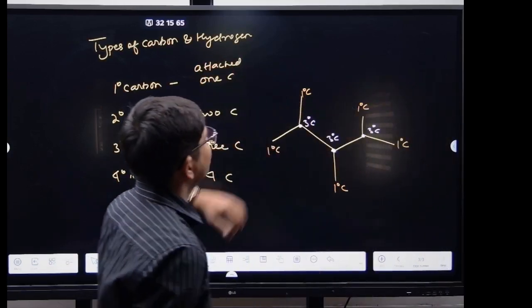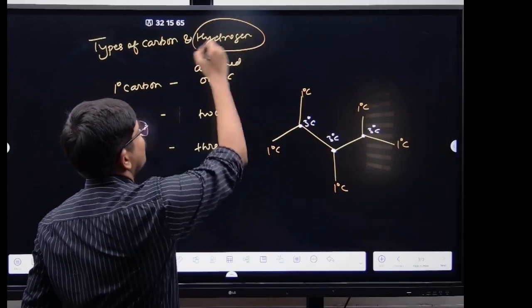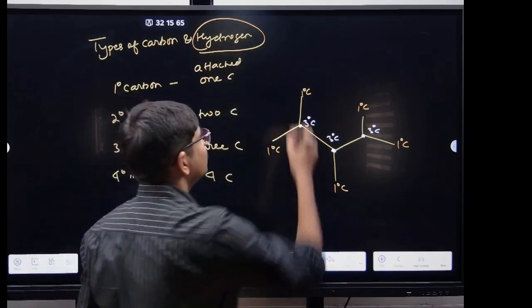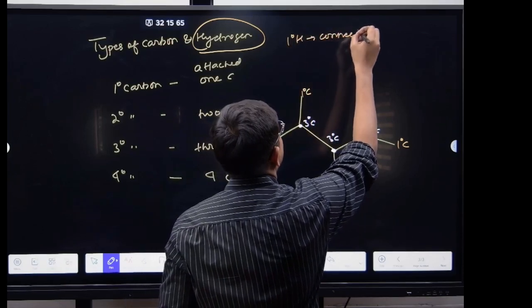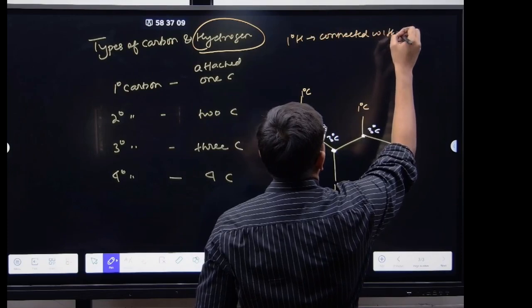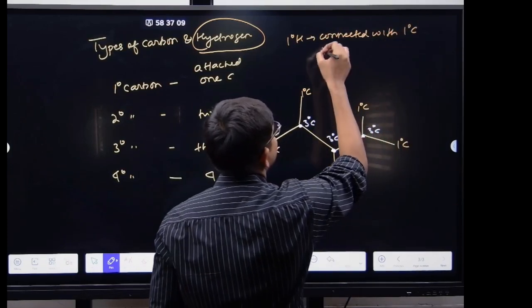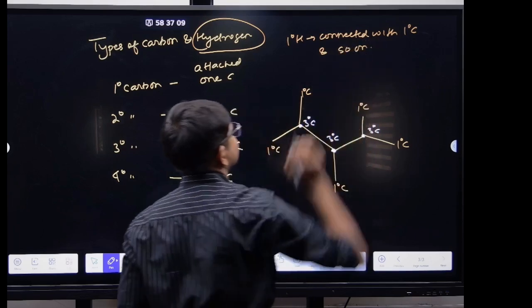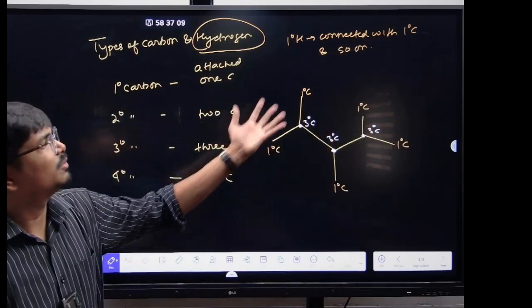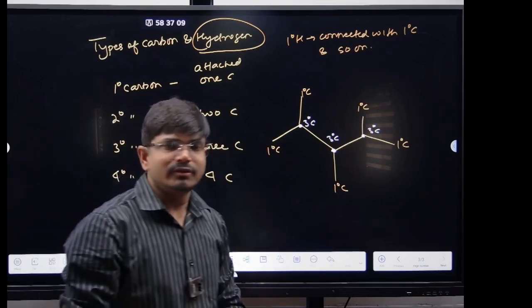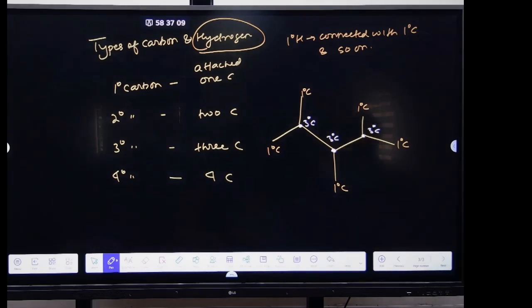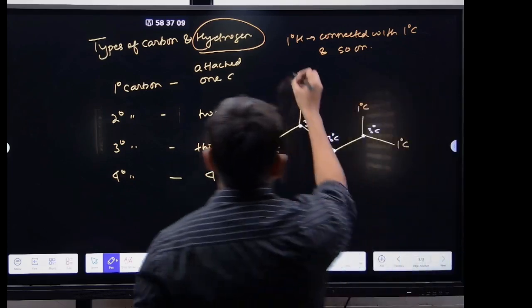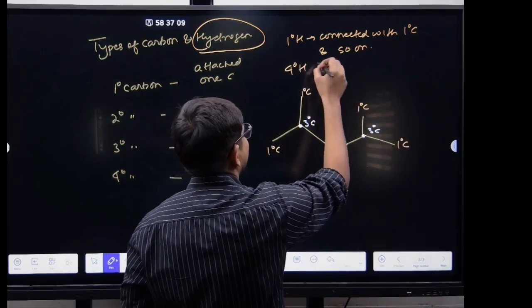Now coming to the hydrogen one. What about the hydrogen? 1 degree hydrogen means it is connected with a 1 degree carbon, and so on. That means 2 degree hydrogen will be connected with a 2 degree carbon, 3 degree hydrogen will be connected with a 3 degree carbon, and 4 degree hydrogen is not possible.